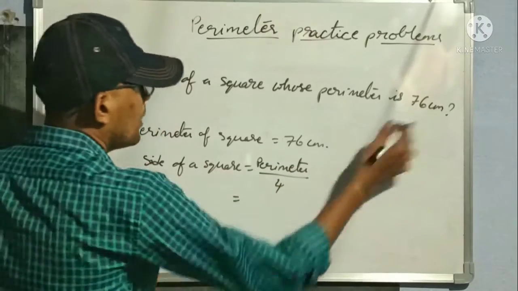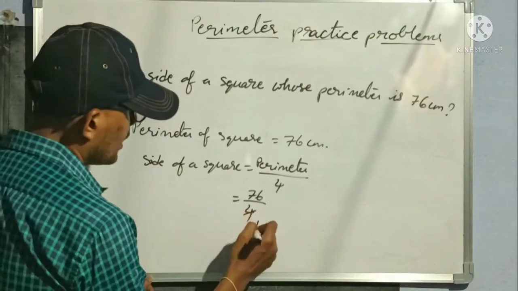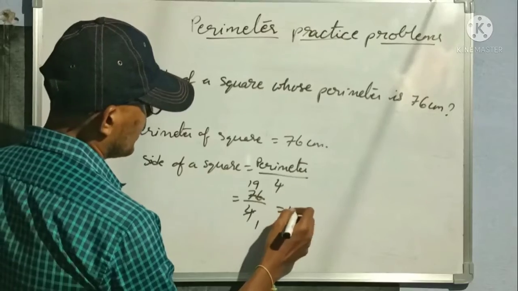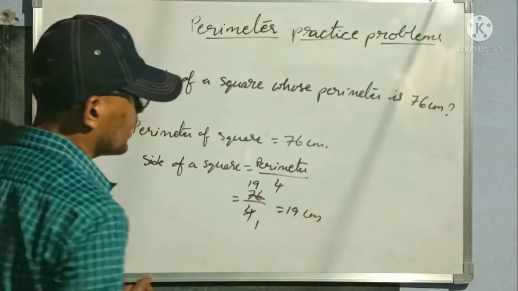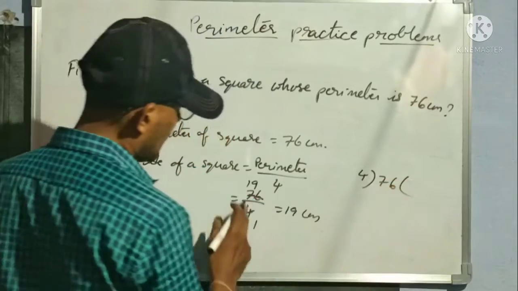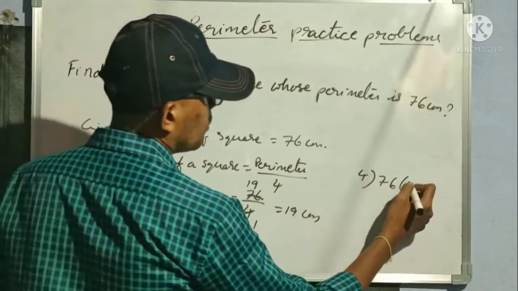Right? So perimeter, how much? 76 divided by 4. 4 table: 4 ones 4, 4 nines 36. So my answer is 19 centimeters. If you are not able to do it with cancellation, then we can go for division. Both methods are possible.